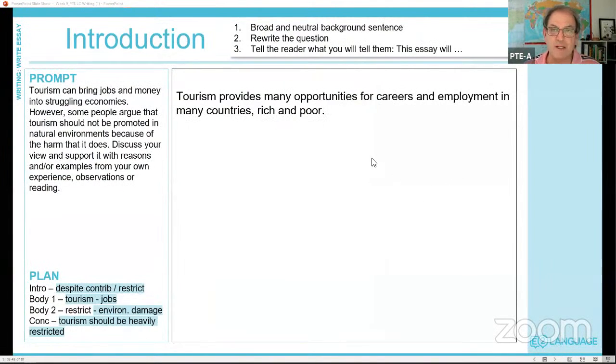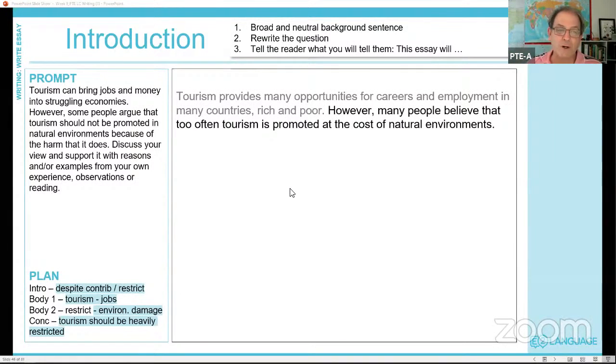Let's look at a sample introduction. Remember we said general background statement? Good work. I can see the planning coming in. Tourism plans many opportunities for careers and employment in many countries, rich and poor. So it's a general statement that doesn't say it's good or bad. It just states it.